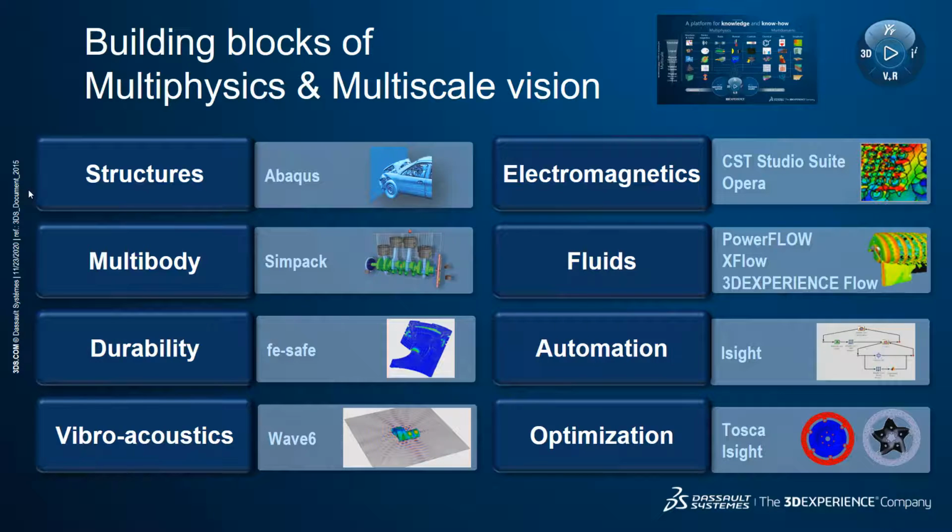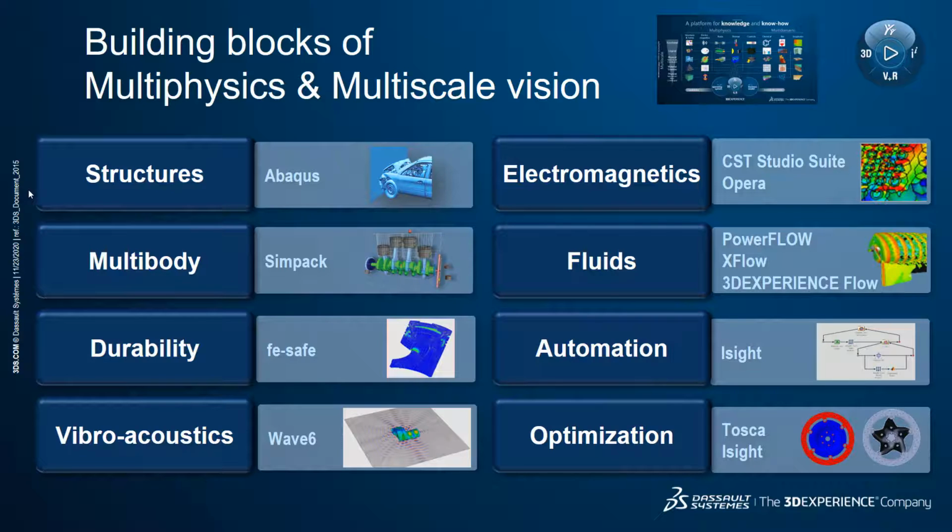Wave 6 is the only vibroacoustics tool that's actually covering all frequencies and all methods, and at the same time providing really, really short analysis times in a modern interface. On the electromagnetic sides, CST Studio Suite is an absolute standard for anything that has to do with antennas. It is also strong in the topic of PCB and EMC applications, Opera for electric drives.